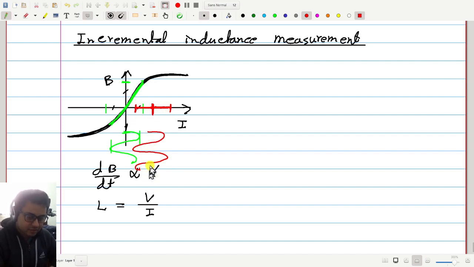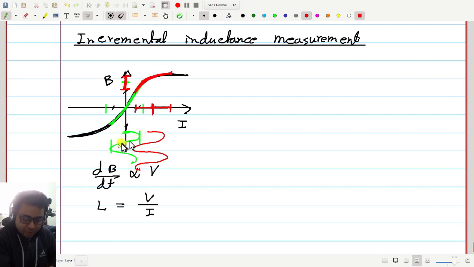Then how will the flux vary? Flux will vary from here to here. This is the path that will be traced on the BH curve. So flux will vary actually from here to here, only a small amount of variation. And if flux is varying less, then the voltage will also be less, because dB/dt is proportional to the voltage. Rate of change of flux is the voltage.